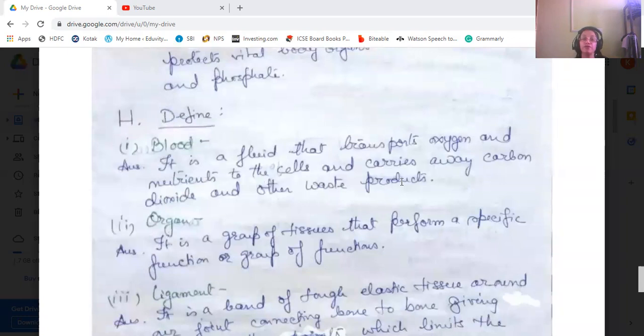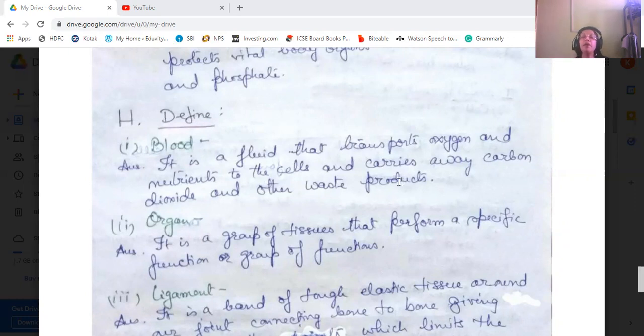Now we come to some definitions. First definition is blood. What is blood? It is a fluid connective tissue that transports oxygen and nutrients to the cells and carries away carbon dioxide and waste products from the cells. Then organ. An organ is a group of tissues that performs a specific function or a group of functions.